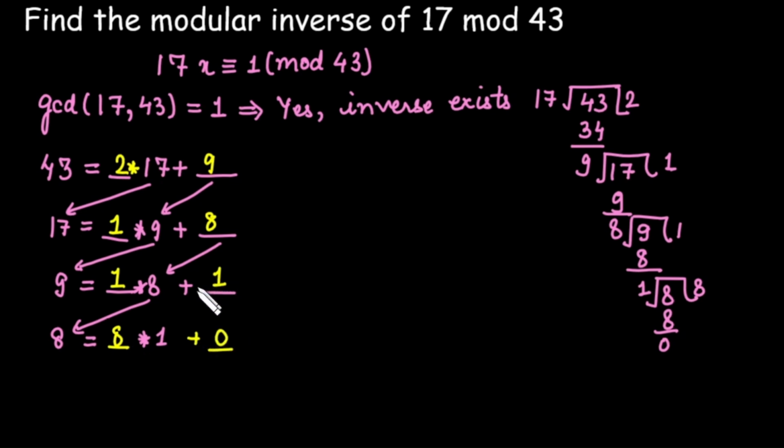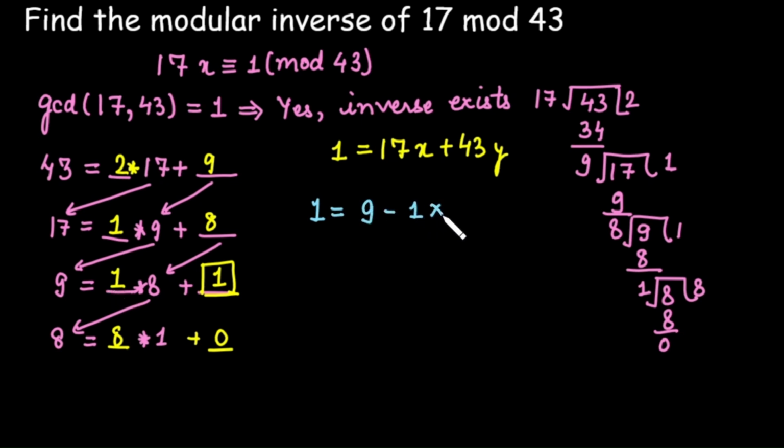Once the remainder is 0, in the last step we have the GCD of the two numbers. We have verified the GCD is 1. With the help of the Euclidean algorithm, we can express the GCD as 1 is equal to 17 times x plus 43 times y. Here we need the value of x. Now work backwards. Start from here. Find the value of 1. 1 is equal to 9 minus 1 times 8. From its previous step, we can plug in the value of 8 in terms of 17 and 9.